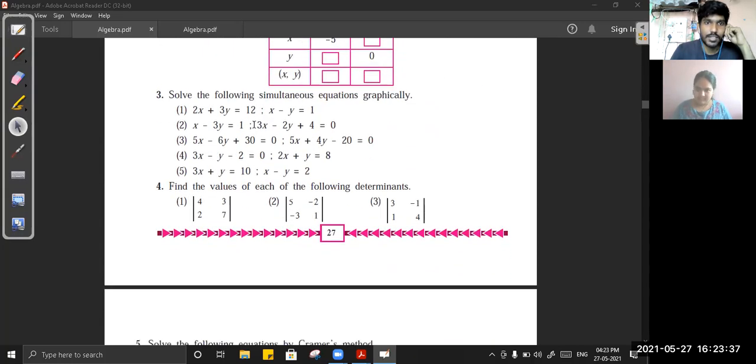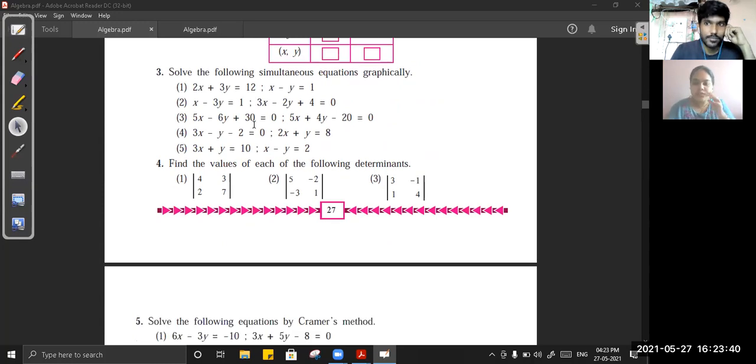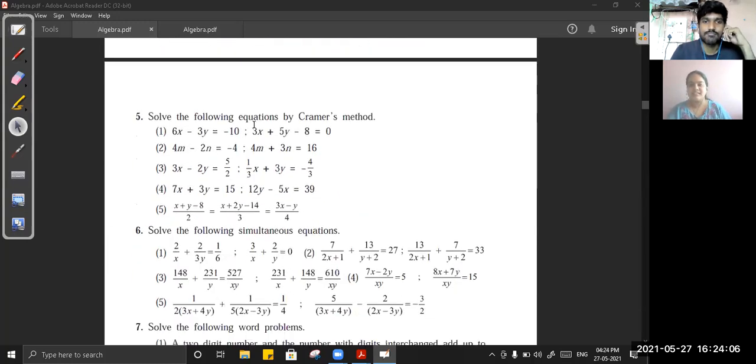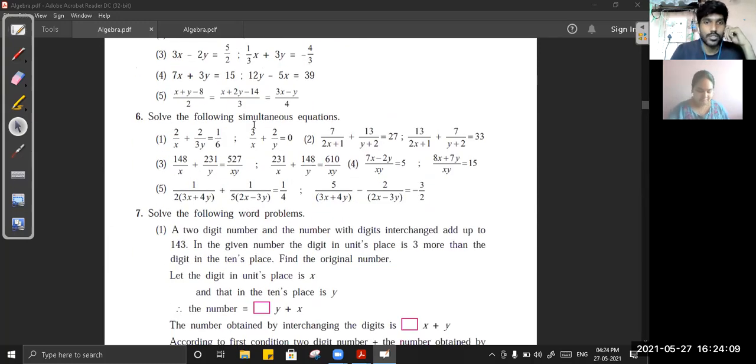So the graph is left. The test is on which practice sets? All. 1.1 to 1.5. Okay, how many marks? 20. For 5 practice sets? Yes. Only 20. Yes. Okay. I'll be taking more tests also on these chapters.